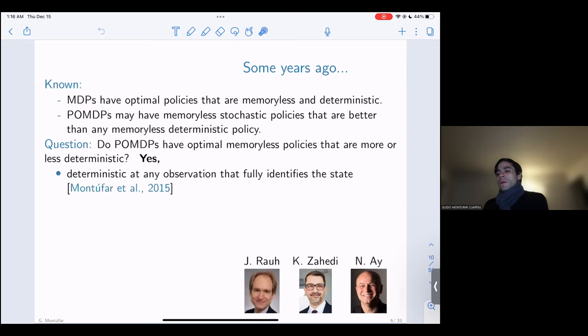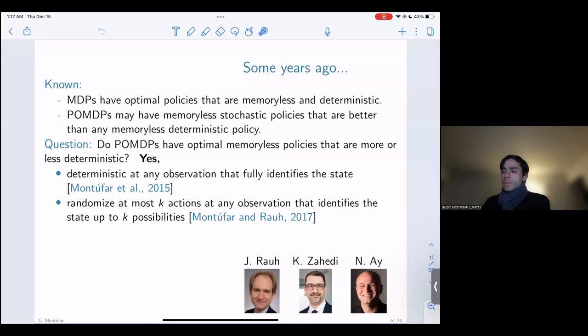And we were able to answer this question positively. In our first work, we showed that it is possible to choose the actions deterministically at every observation that fully identifies the state. By that, I mean that if one observation is only possible from a particular state, from only one state, then we can choose the actions at that observation deterministically. So it was our first step.